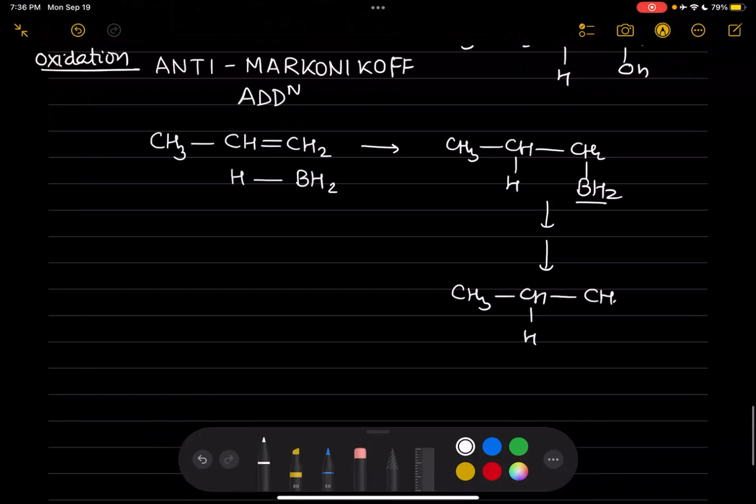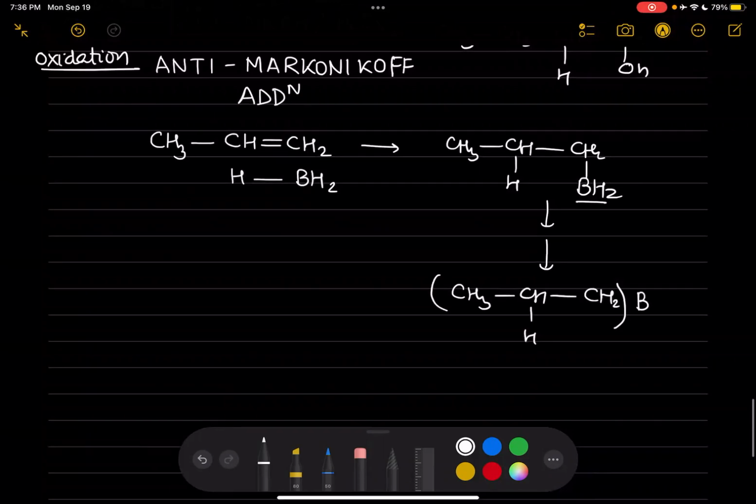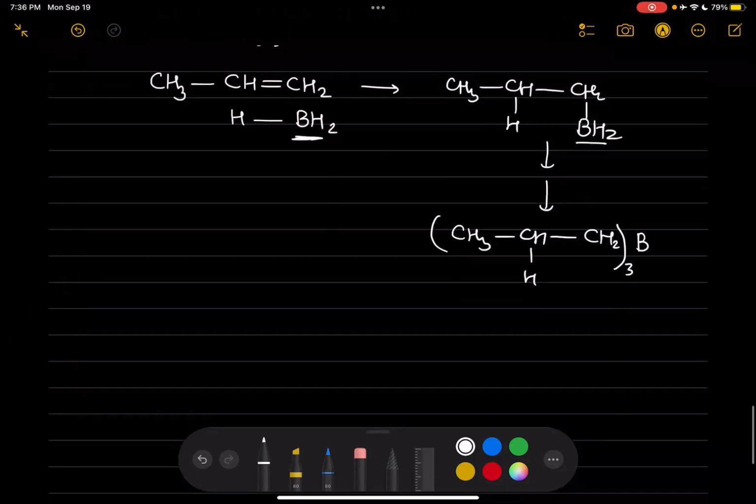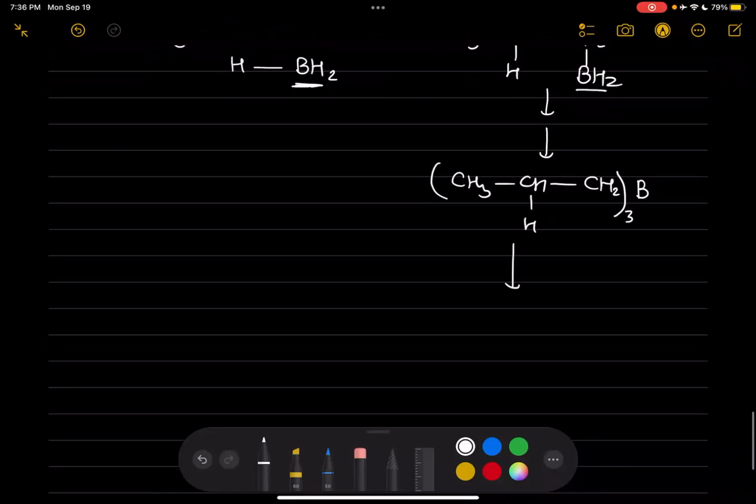So don't get into the details. Just remember that boron is going to attach outside, hydrogen is going to attach inside, because boron is a larger atom, and a larger atom needs more space. So hydrogen from the BH3 got connected inside, boron got connected outside. And now we can oxidize this boron by NaOH and H2O.